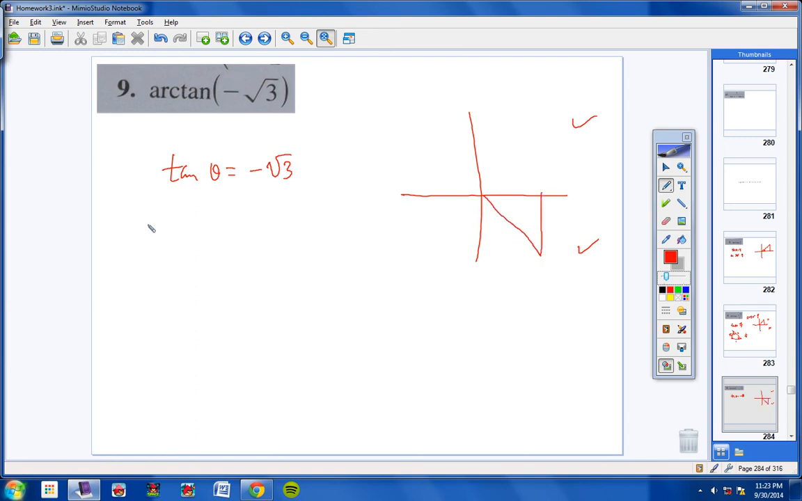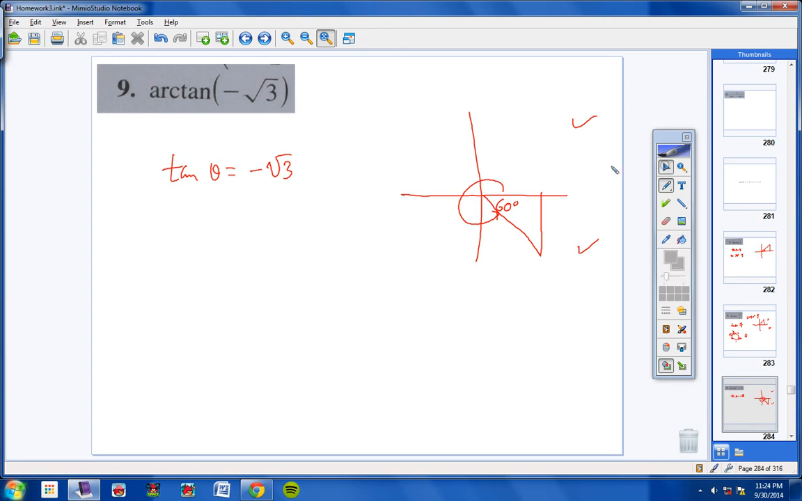Okay, and if you use your 30, 60, 90 triangle, you're going to see that the angle that when you take the tangent of it gives you square root of 3 is 60 degrees. So in this triangle we put 60. Now you guys are used to then going like this and saying your answer is 300, and that's normally okay.